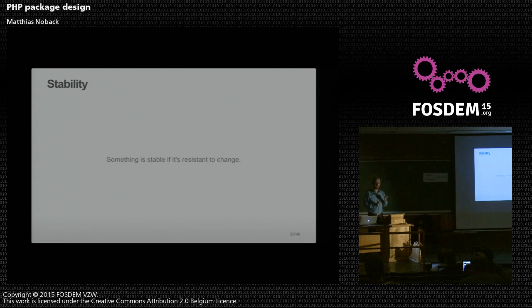The last two of the principles are about stability, and it's really fascinating for me. I had been using stability as a word when I was talking about software, but I never thought about what it would mean, actually. You could say that something is stable if it's resistant to change, but this never came to mind. But it's really nice to think about it like that.